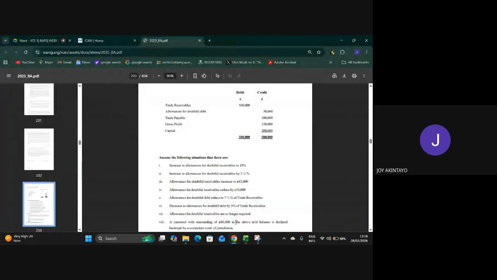Now they said allowance for doubtful debt, doubtful receivable increased to, now this one decrease. Okay, it's also increment. It increased to 62,000 cedis. So how do we account for that?